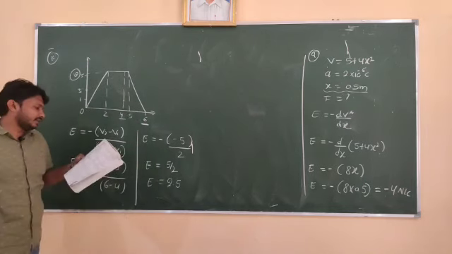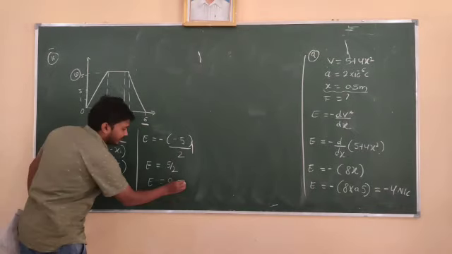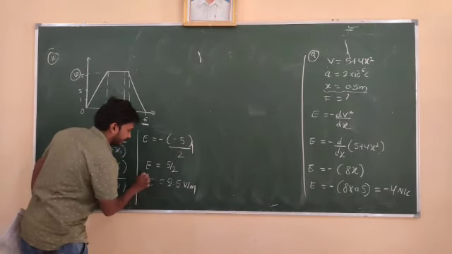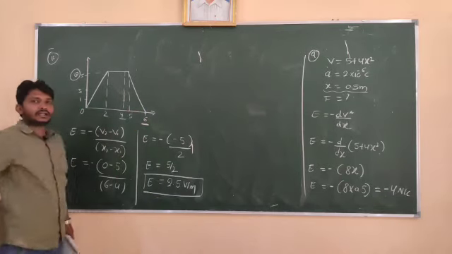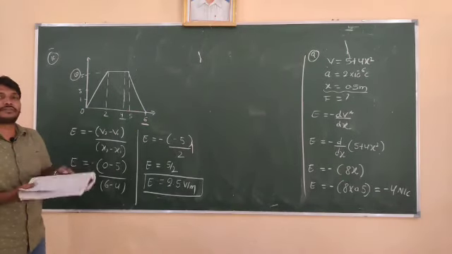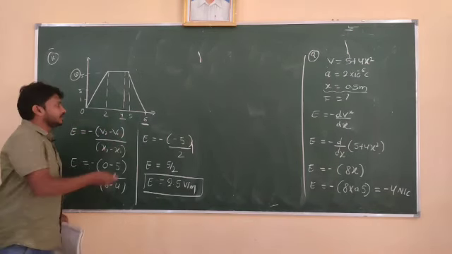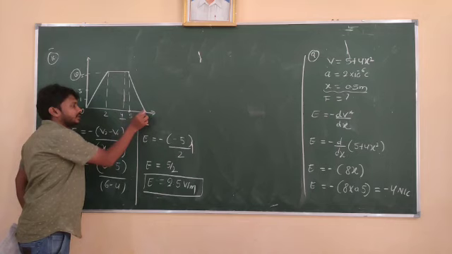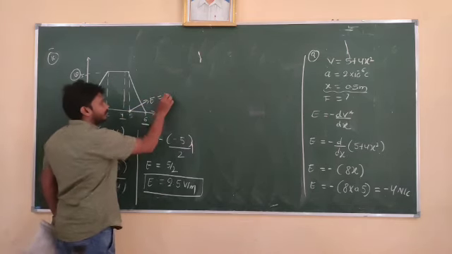What is the electric field here? The electric field is 2.5 Newton per Coulomb or volt per meter. So the electric field intensity at a distance of 5 meter, which lies in between 6 and 4, is 2.5 at this point.